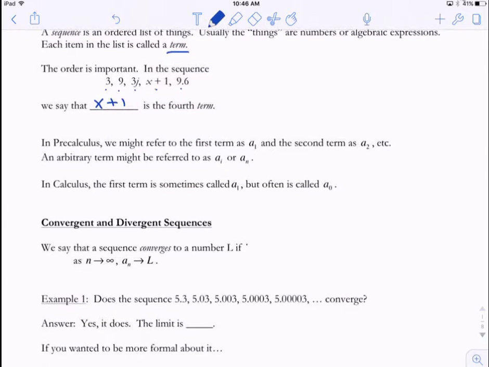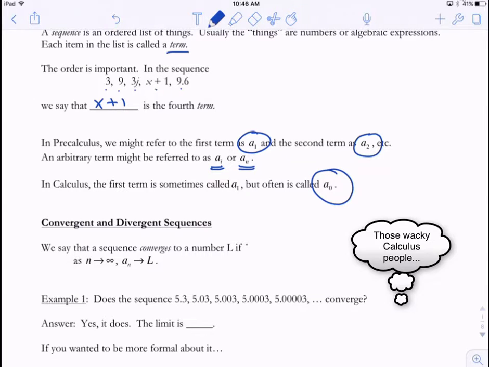In precalc, usually the first term is A1, which makes sense. Second term is A sub 2. These are subscripts. If you want to refer to an unknown term, it might be A sub i or A sub n. And we'll do this in calculus as well, with one difference. Sometimes our first term is going to be A sub 0, which seems odd to start counting at 0, but there are going to be reasons that helps us. And we'll see those later. Just don't worry about that now, but that's going to happen in the future.